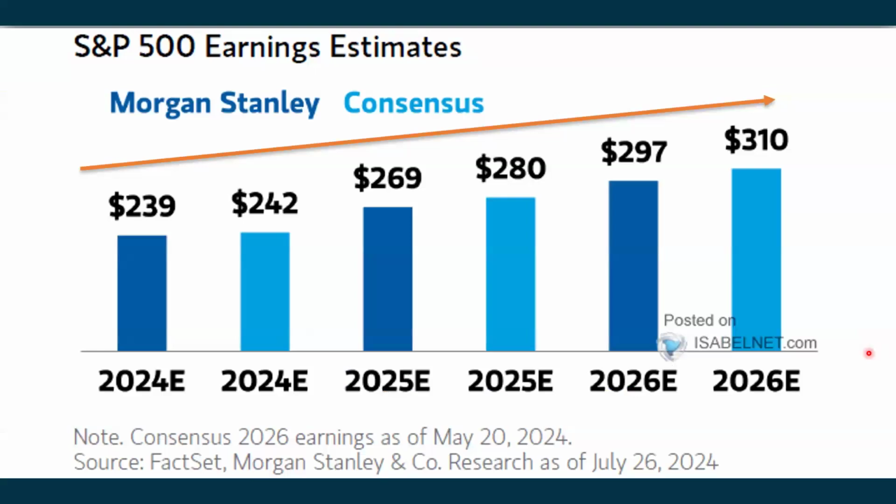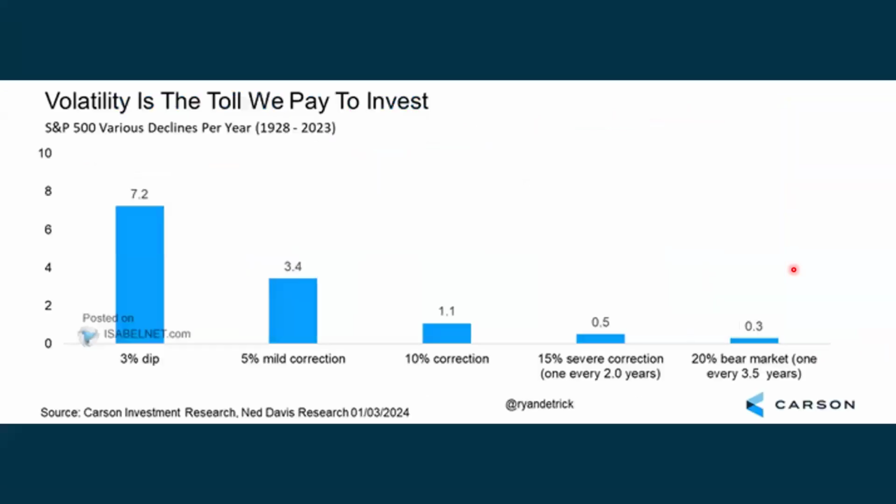And then Isabel Net, we're still looking okay here with the earnings going forward. They're all looking positive going out into the future. And then volatility, I've showed this chart many times. It's the toll that we pay to invest, where it's very common. We're down around 5% or so now. That doesn't happen quite as much as a 3% decline.